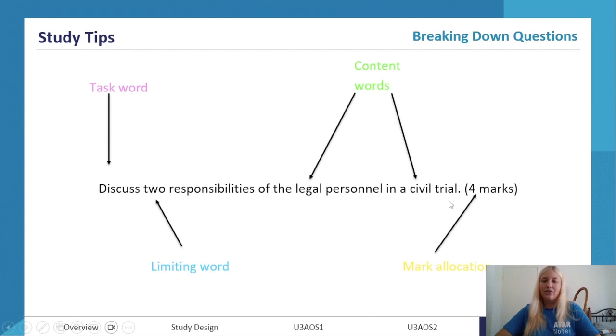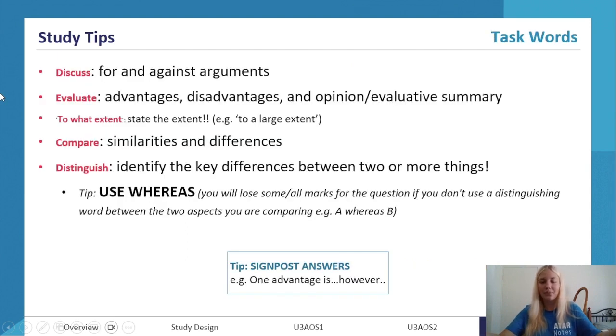And the mark allocation of 4 marks tells us we should spend 6 minutes on this question. It also pretty much tells us how much detail we should go into: 2 marks for each responsibility, as we can see. It gives you an idea about the level of detail.